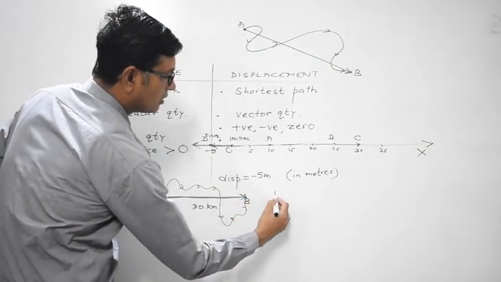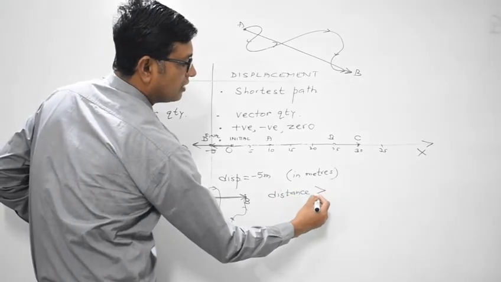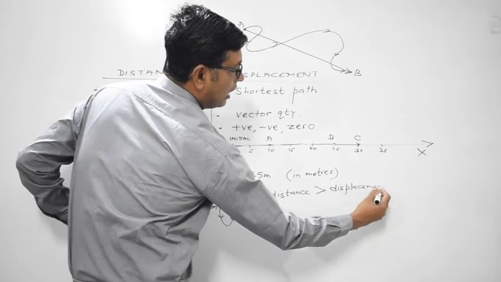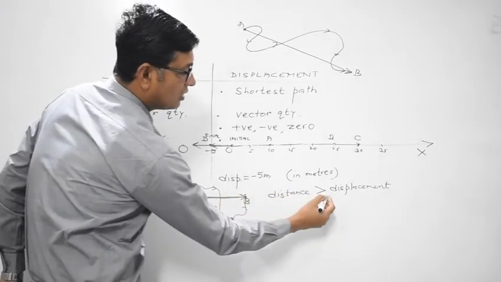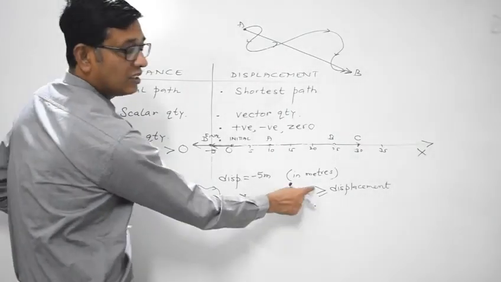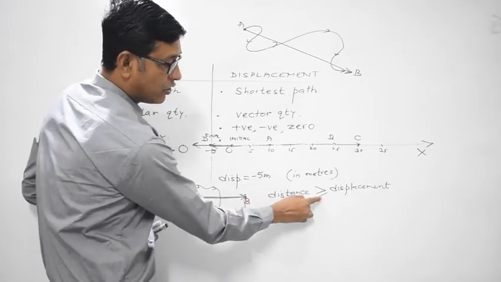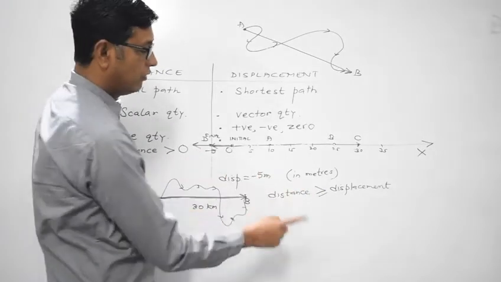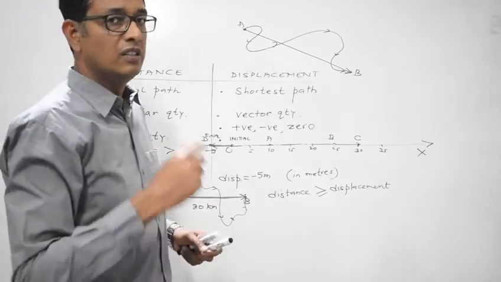So what you conclude is, distance is always greater than displacement. And in one-dimensional motion, it can also be equal to displacement. So distance is greater than or equal to displacement. So you are supposed to make use of this inequality. So always remember, distance in one dimension is equal to displacement, but otherwise it is always greater than displacement. So combining both, we can safely conclude that distance is greater than or equal to displacement, right?